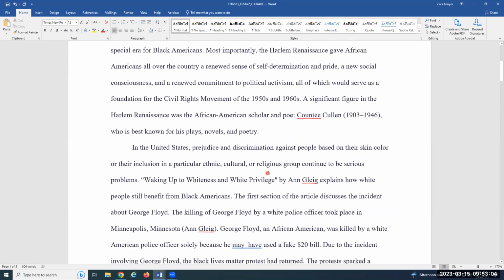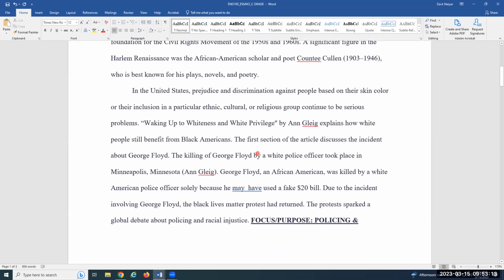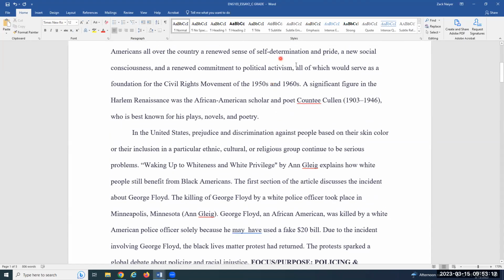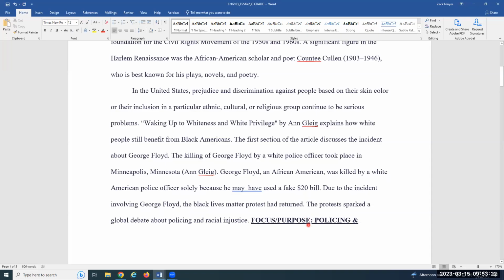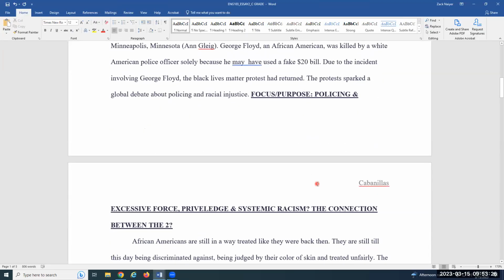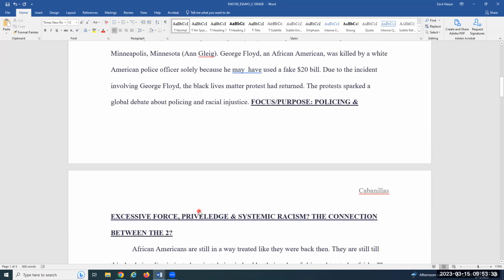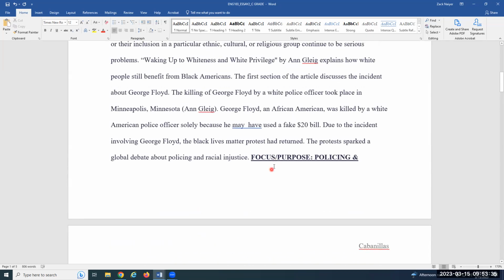I think what I see here is there is good potential, you know, for certain issues being zeroed in on, or a certain issue being zeroed in on, but it just feels like there are issues being introduced, but it's like, well, what is your specific focus? So that's why I say focus purpose, policing and excessive force, for privilege and systemic racism, the connection between the two. What exactly is your focus? It needed to be more clear.